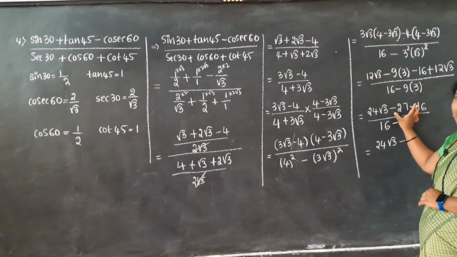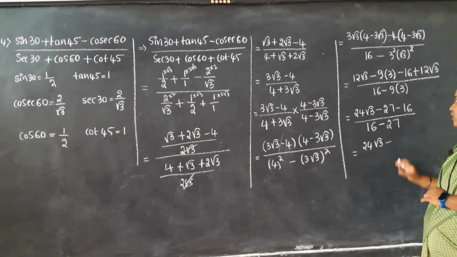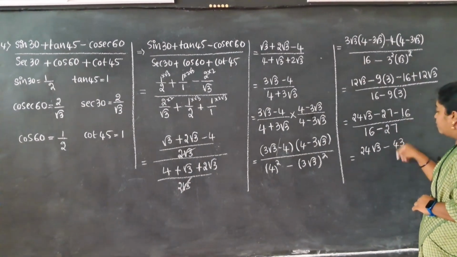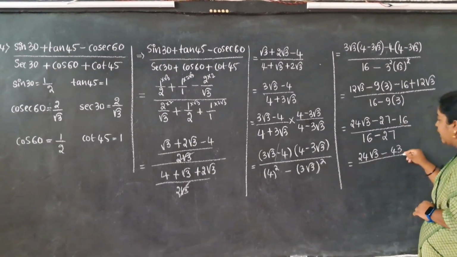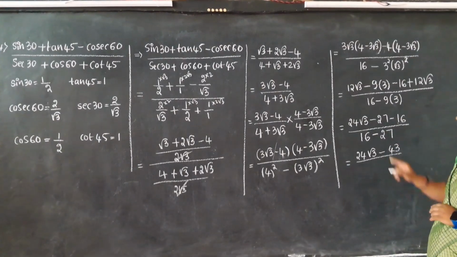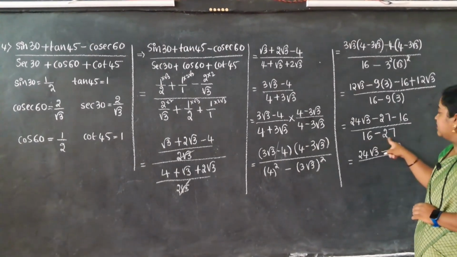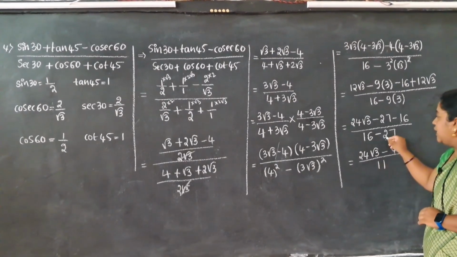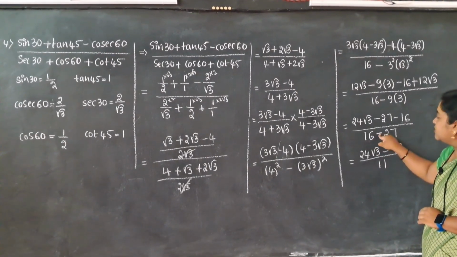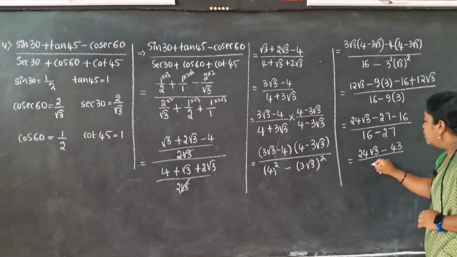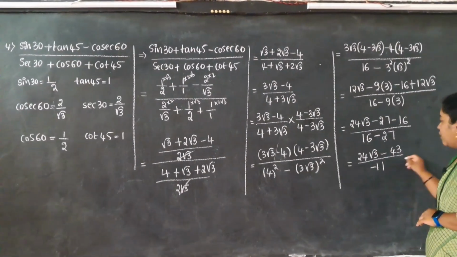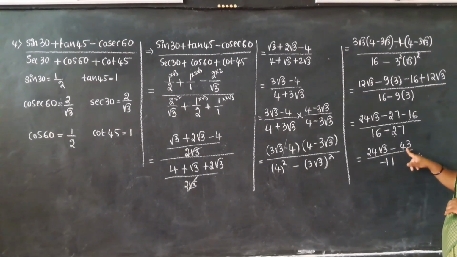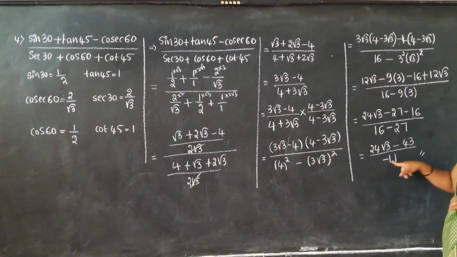When both are negative values, we need to add them and keep the negative sign. 7 plus 6, 13. Carry 1. 2 plus 2, 4. 43 whole divided by 27 minus 16. I need to subtract them. If I subtract 16 from 27, 7 minus 6, 1, 2 minus 1, 1. Bigger number minus smaller number. And what is the sign of the bigger number I have? Negative. So I have to keep the negative sign. So at the end, what did we get as the answer? 24 root 3 minus 43 divided by minus 11.